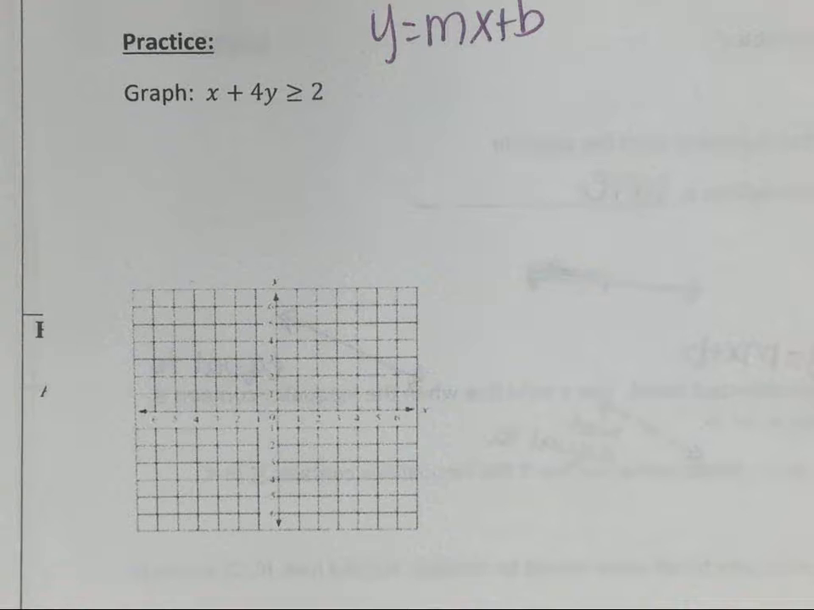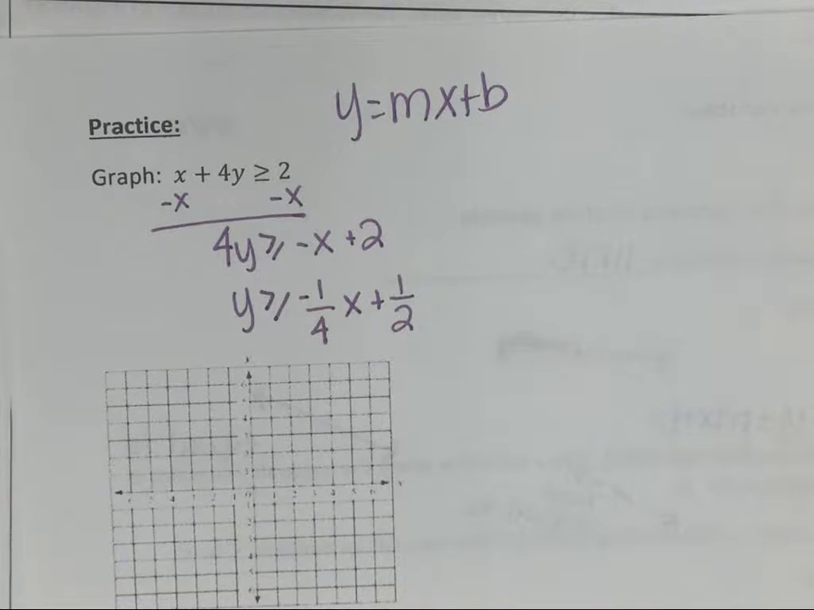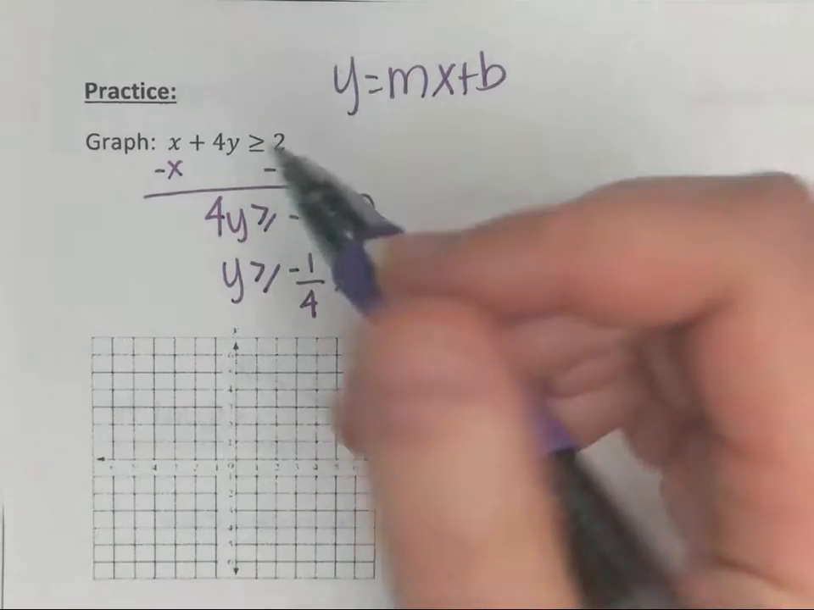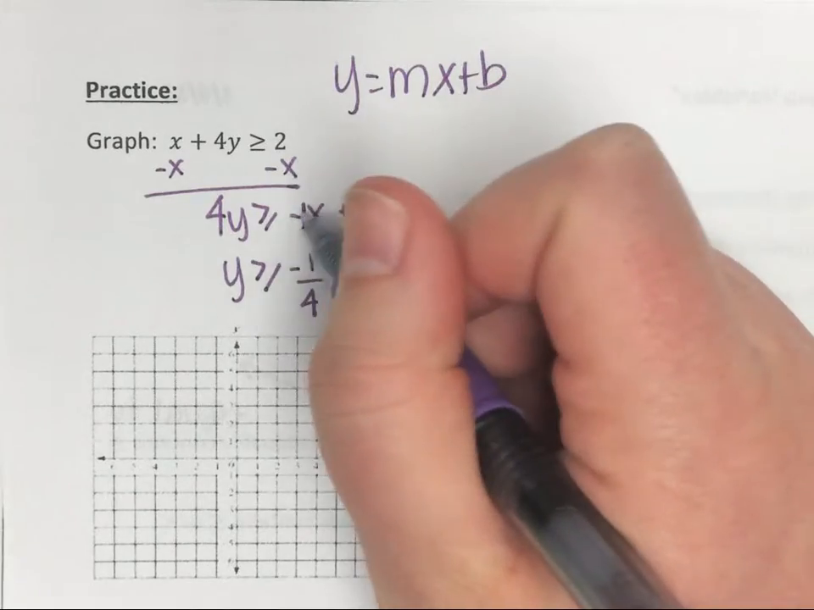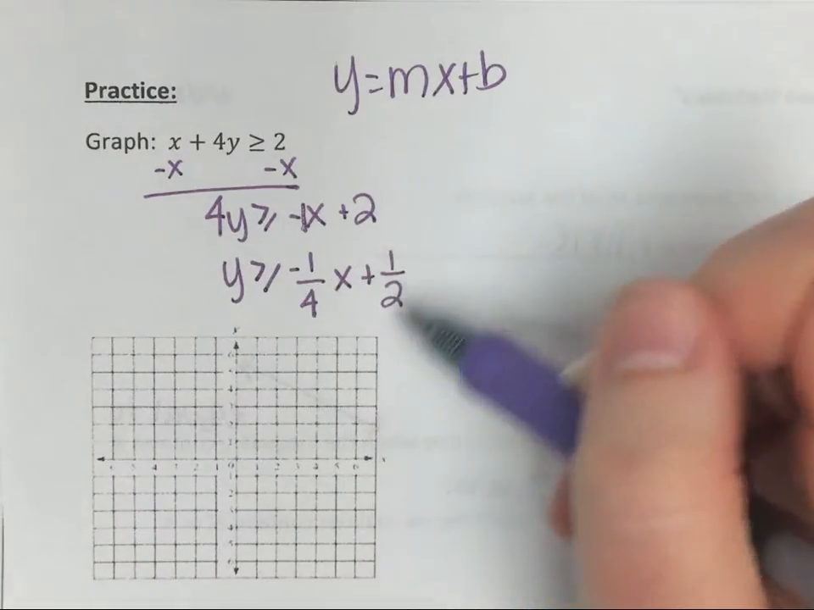So do we have y by itself? Yes. Do we have fractions? Yes. Okay, guys, so y is greater than or equal to -1/4 x plus 1/2. Did y'all get that? Because there is a -1 in front of this x, and -1 divided by 4 is -1/4. 2 divided by 4 is 1/2.